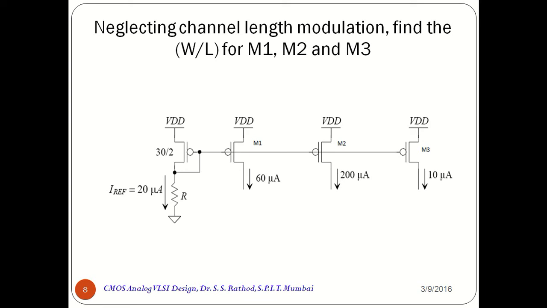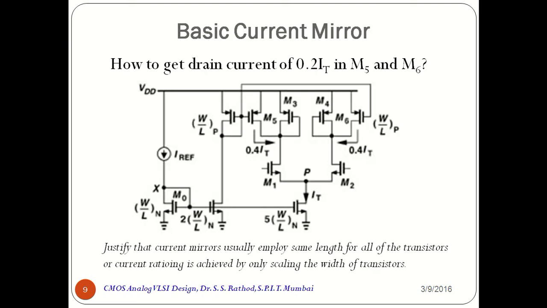is the answer. And in the last case, it is 10 microamperes, so that means it is I reference by 2. Therefore, W by L of 3 will be half of W by L of the first transistor, that means it will be 15 by 2. So the answer is W by L of M1 is 90 by 2, W by L of M2 is 300 by 2, and W by L of M3 is 15 by 2. Please note that we have neglected the channel length modulation.